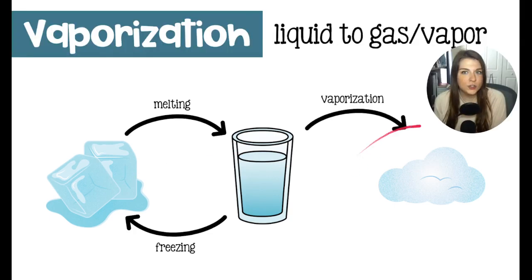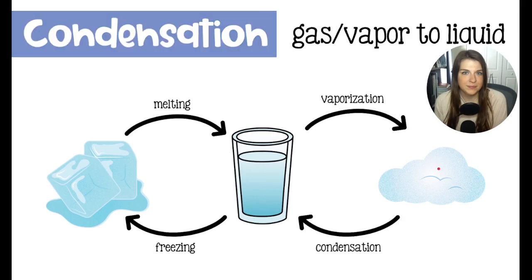Going from a liquid to a gas or vapor is called vaporization. And going from a vapor or a gas to a liquid is called condensation. Now, these first 4, I'm sure you know, because you experience these pretty much all the time in your everyday life. If you were to take ice cubes out of the freezer and let them sit on your counter where there is more warmth, they are going to melt into a liquid.